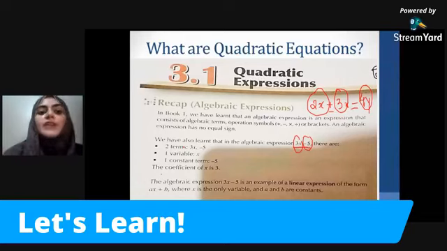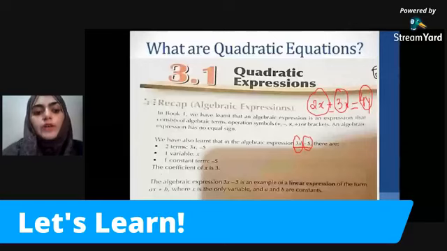Algebra is an entire branch of mathematics. What we are doing is finding unknowns. Here we represent unknowns using some letters from A to Z. So you can use x, y, z, any other letter.